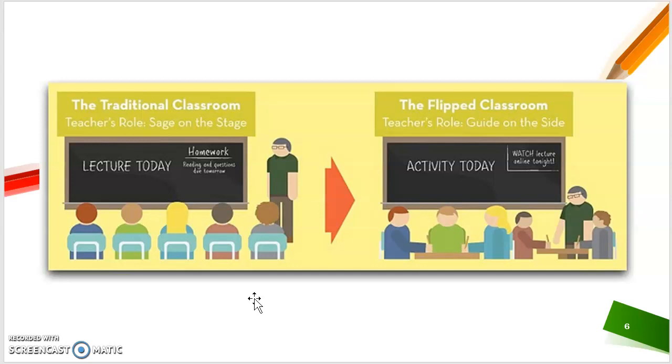Here I have a little visual for you guys, the traditional on the left and the flipped on the right. The traditional classroom role is that the teacher is just standing up front, writing on the board, here's your homework, here's what we're learning today, go home, do it, come back, and we'll talk about it.